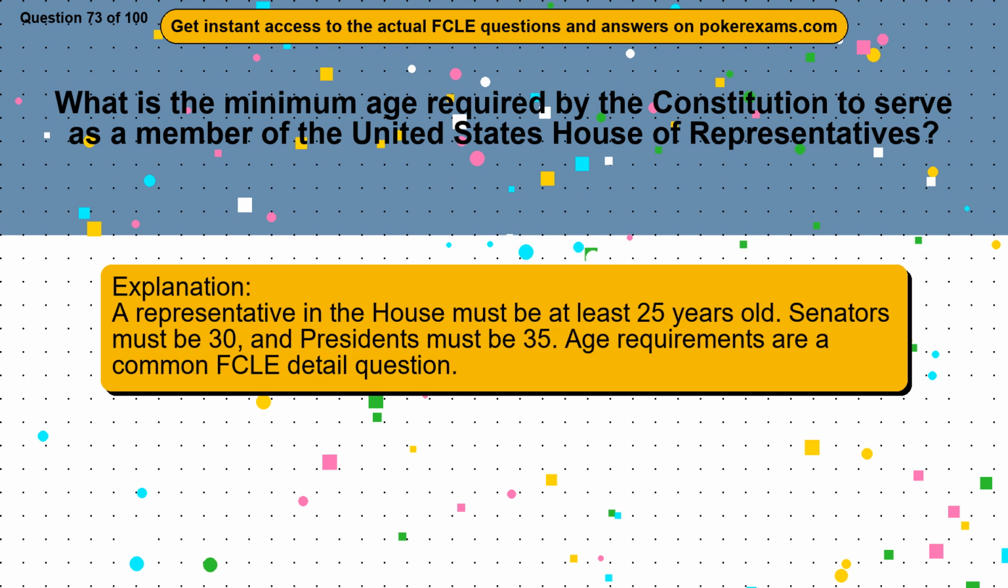A representative in the House must be at least 25 years old. Senators must be 30, and presidents must be 35. Age requirements are a common FCLE detail question.